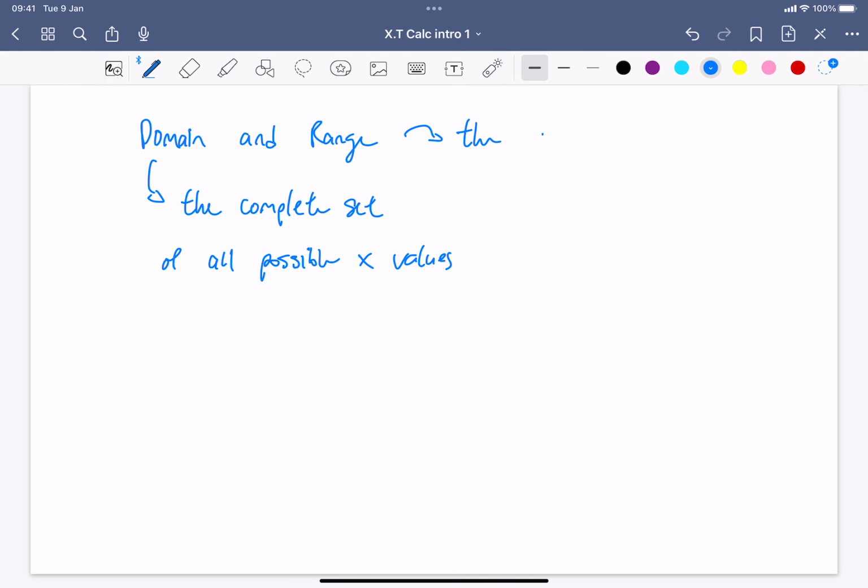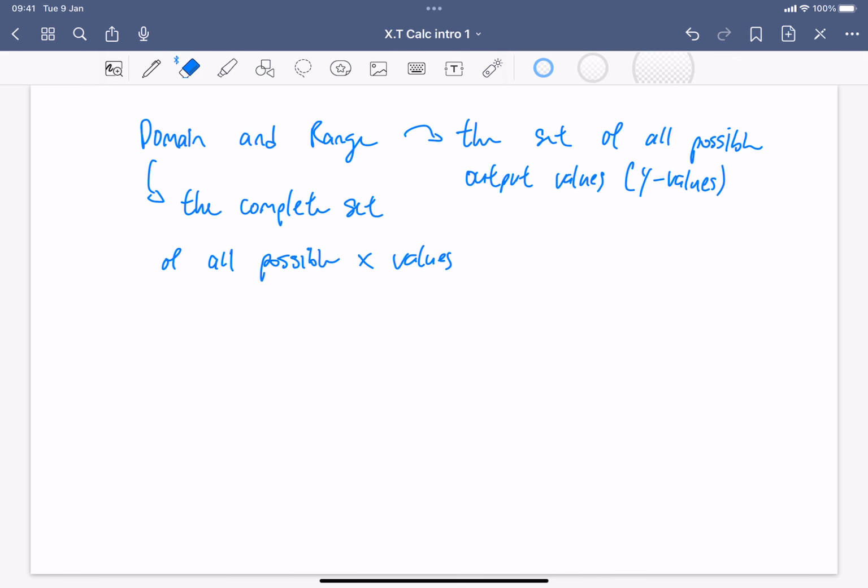The set of all possible output values, aka the y values. I'll rewrite this to match it, sorry. All possible input values, x values. And I'll show you this with a simple example.